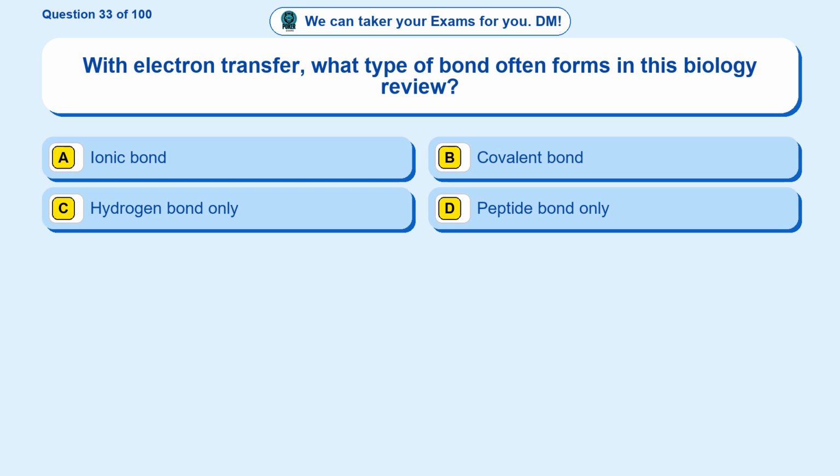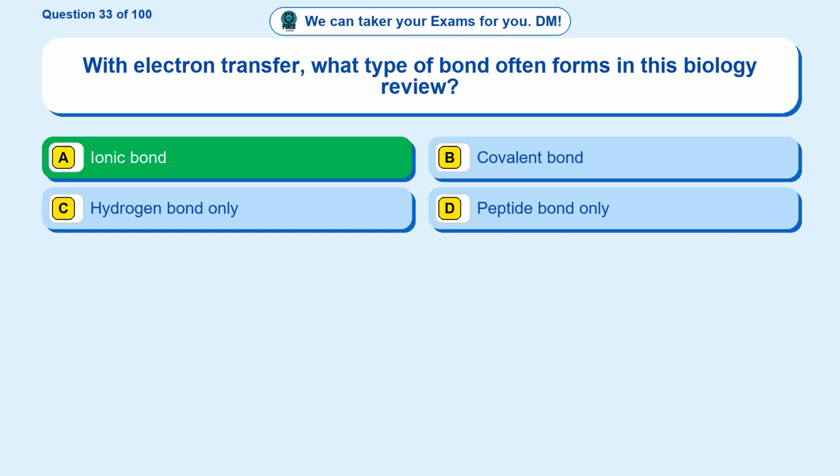Question 33. With electron transfer, what type of bond often forms in this biology review? Option A, ionic bond. Option B, covalent bond. Option C, hydrogen bond only. Option D, peptide bond only. The correct answer is option A.